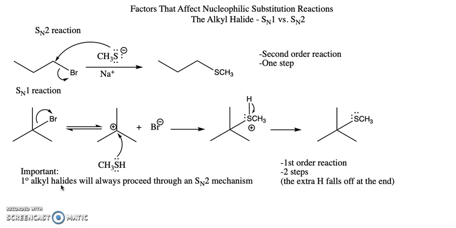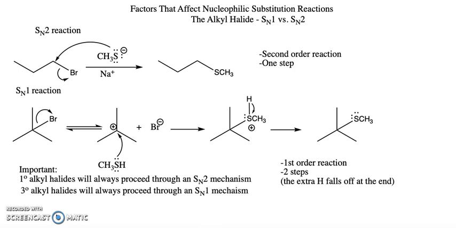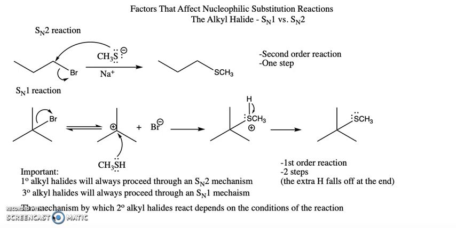First, to remember a couple of things. First, primary alkyl halides will always proceed through an SN2 mechanism. There are a few exceptions to this, but we're going to focus on the fact that the large majority proceed through an SN2 mechanism. On the other hand, tertiary alkyl halides will always proceed through an SN1 mechanism. For secondary alkyl halides, the course the reaction takes, SN1 or SN2, depends on the conditions of the reaction. Big question we have to ask and answer is why?